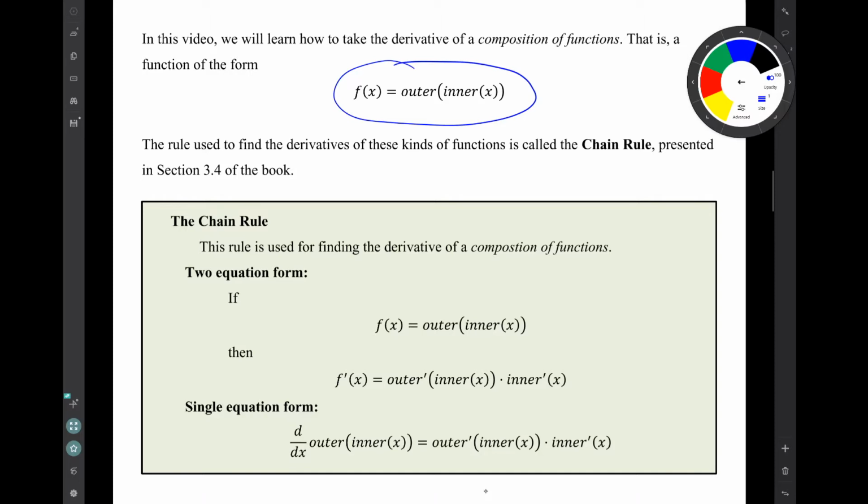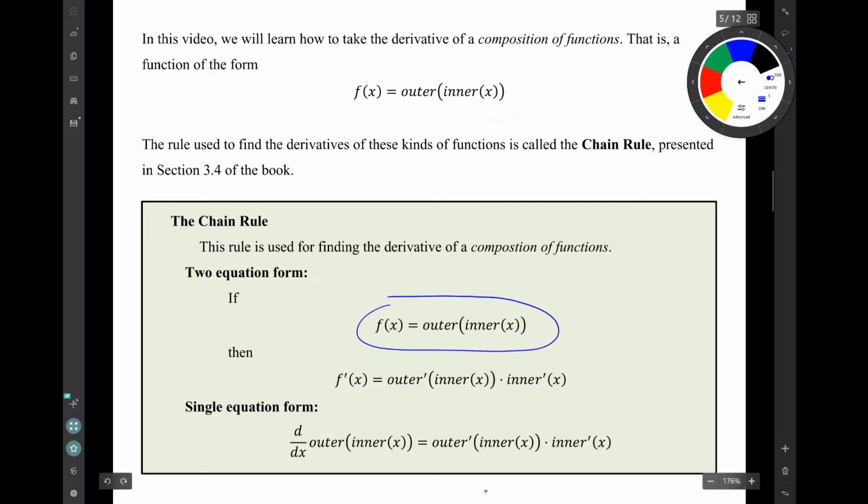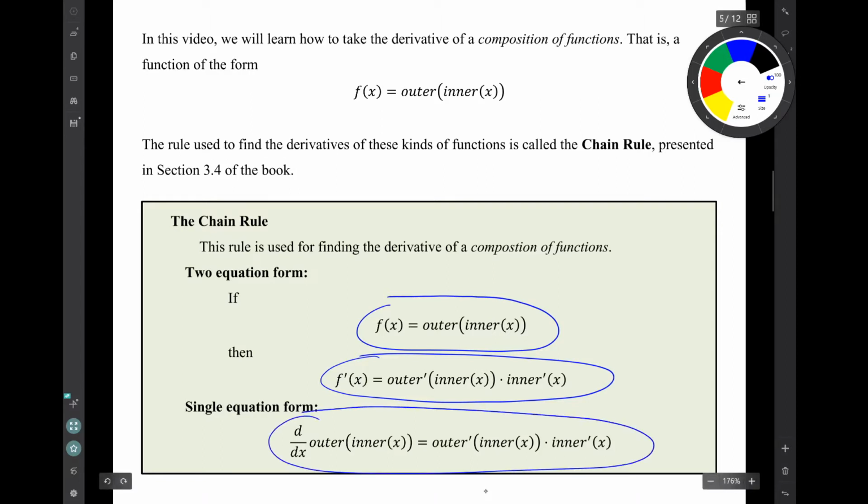The rule that we will use is called the chain rule, and it goes as follows. If f of x is one of those compositions of functions, a nested function, outer parentheses, inner parentheses x, then its derivative, f prime, is written outer prime parentheses, inner parentheses x times inner prime parentheses x. In single equation form, we have this. The derivative of one of those nested functions is this expression. Now that's a kind of strange looking notation, but it's actually descriptive and will become clearer if we do some examples.